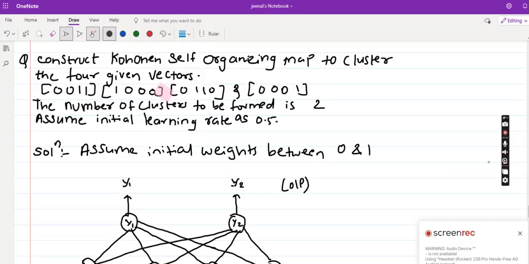The video on numericals on artificial neural network and fuzzy logic. Next problem is an important problem. Construct a Kohonen self-organizing map to cluster the four given vectors. Four vectors are given to you.